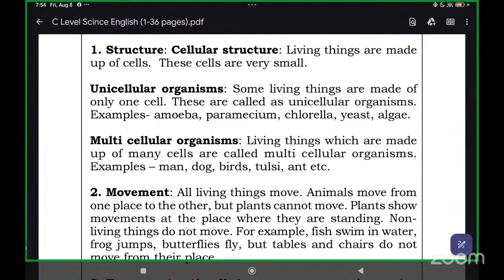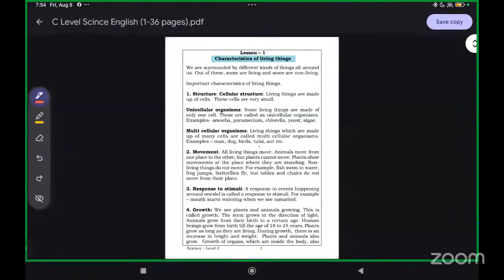All living beings are made up of cells. The animals are made up of animal cells. Plants are made up of plant cells. All the organisms are made up of cells. Now, in the cellular structure, there come two types of organisms.